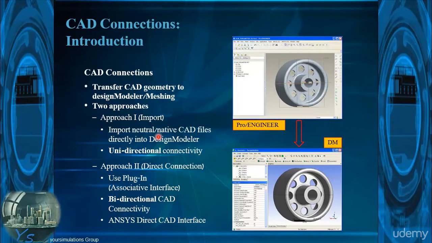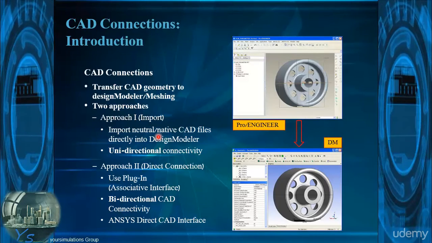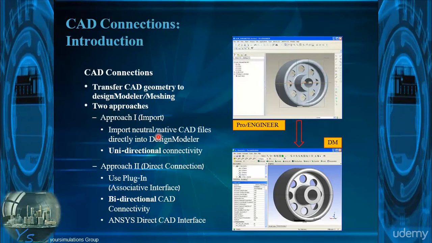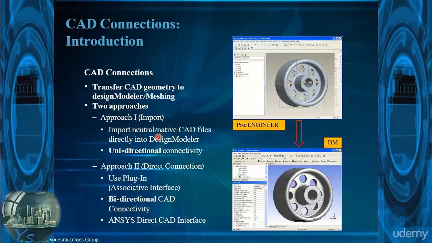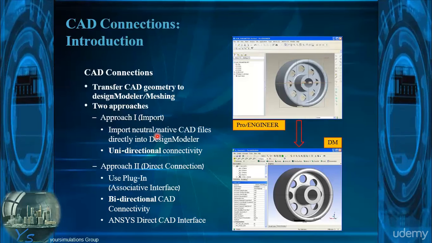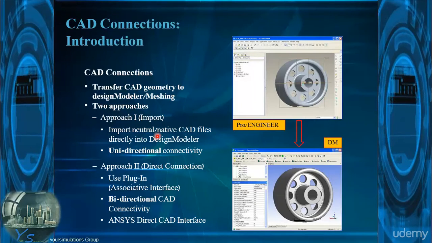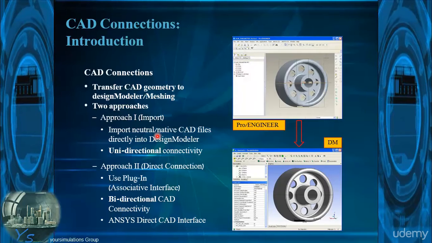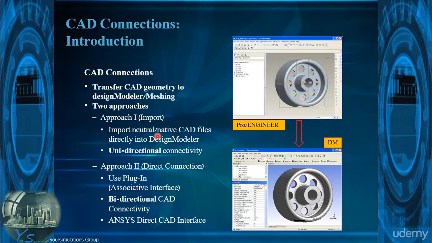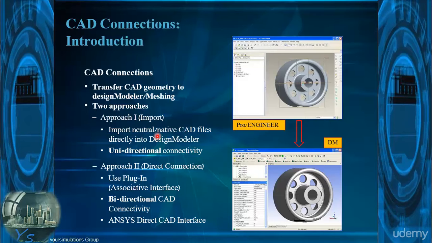Once we've transferred it across and the conversion has been applied, there's then no connection between the two systems. So it's a transfer, convert, and then it's disassociated from the CAD system. We can then continue to work on the geometry within the design modeler through the simulation process.